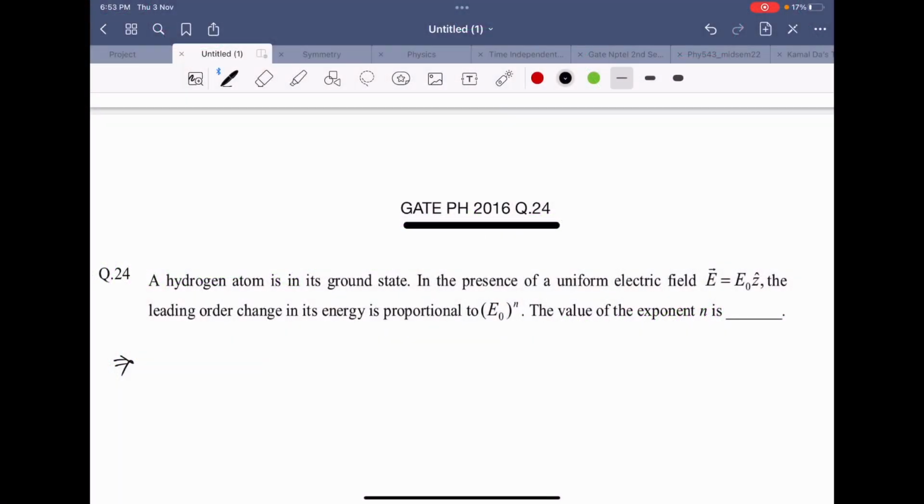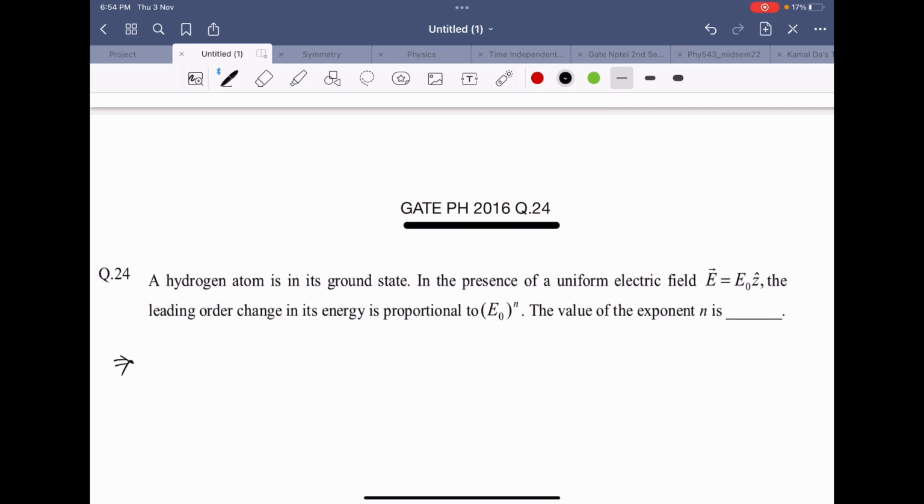In this video, I'll solve GATE Physics 2016 question number 24. A hydrogen atom is in its ground state in the presence of a uniform electric field E, which is equal to E naught Z cap. The leading order change in its energy is proportional to E naught to the power n. Find the value of the exponent n.